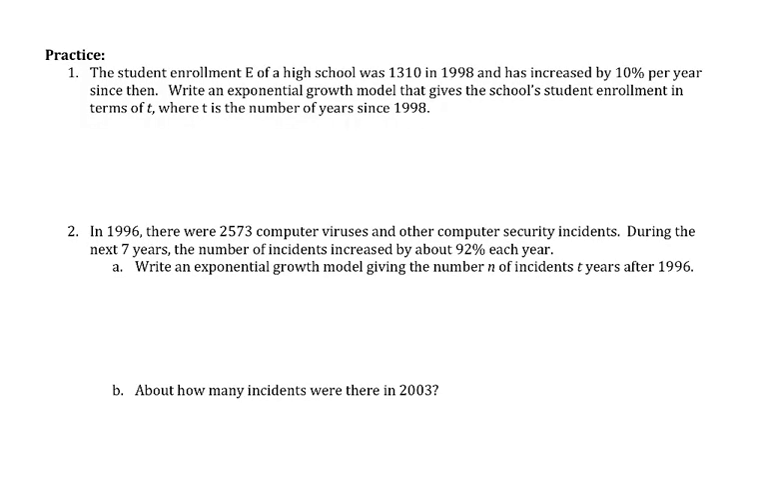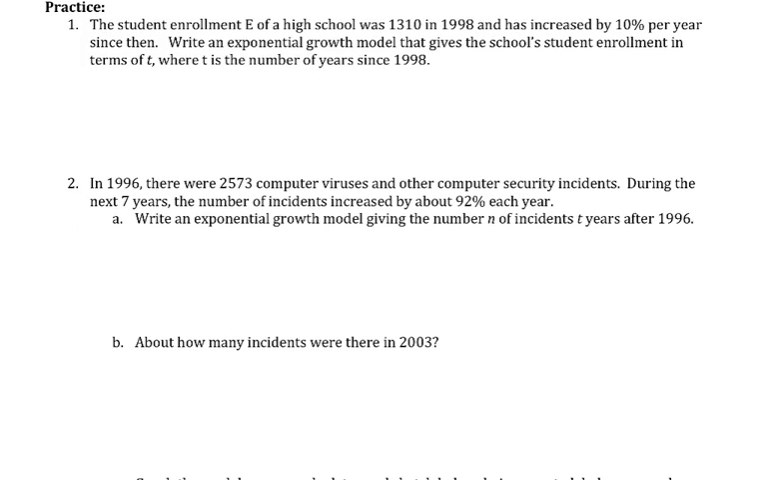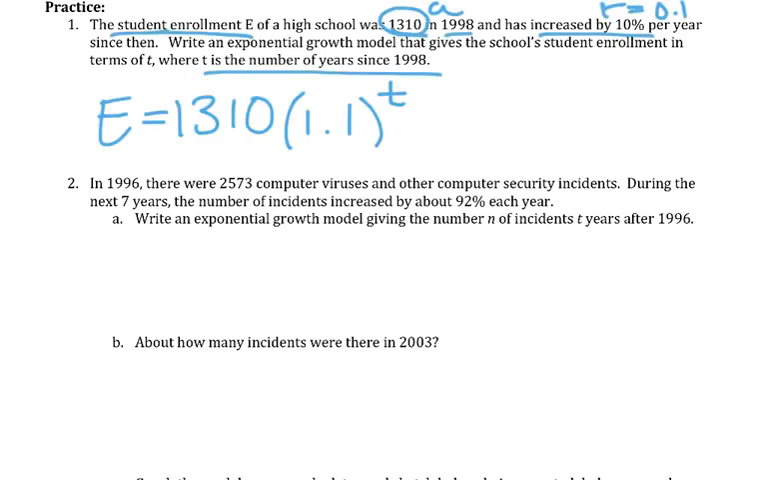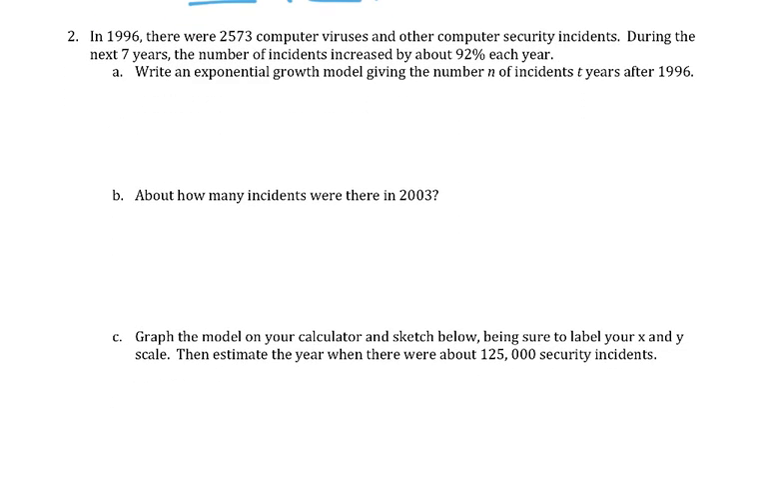All right, next up, there are practice problems. You should do these practice problems on your own and then check in on the answer. In number 1, our equation is E equals 1,310 times 1.1 to the t power. So we know that that's our initial value. I've marked that as A. We know we're increasing by 0.1 or 10% each year. So this is 1 plus 0.1 and then to the t power. For number 2, make sure you've done that and then check your answer.